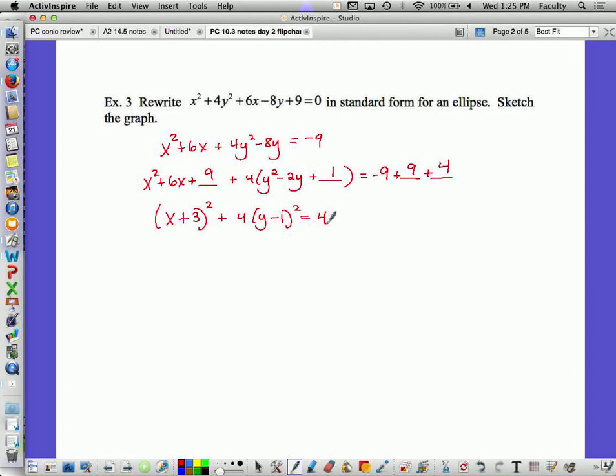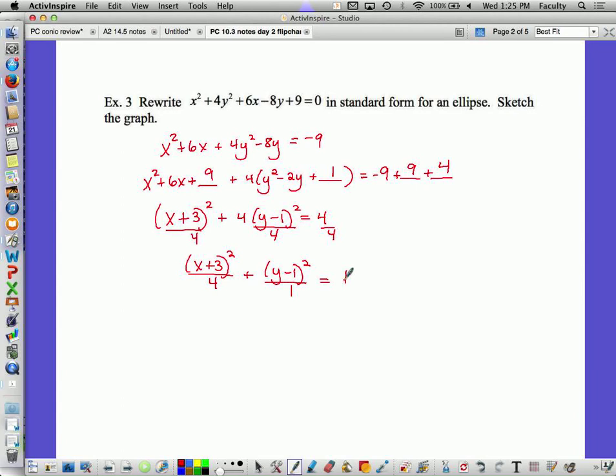What's the last thing I need to accomplish when I want an ellipse in standard form? Divide the whole thing by 4. Yeah, we're going to divide by 4 because we need that right-hand side to equal a 1. So this is going to be x plus 3 squared over 4 plus y minus 1 squared over 1 equals 1.